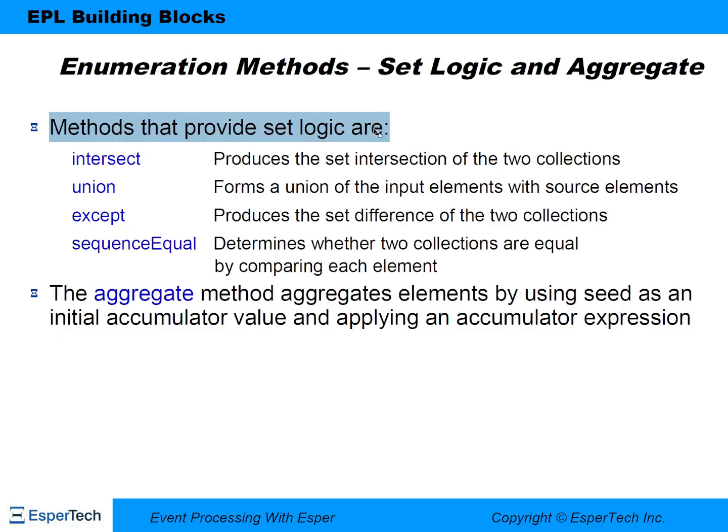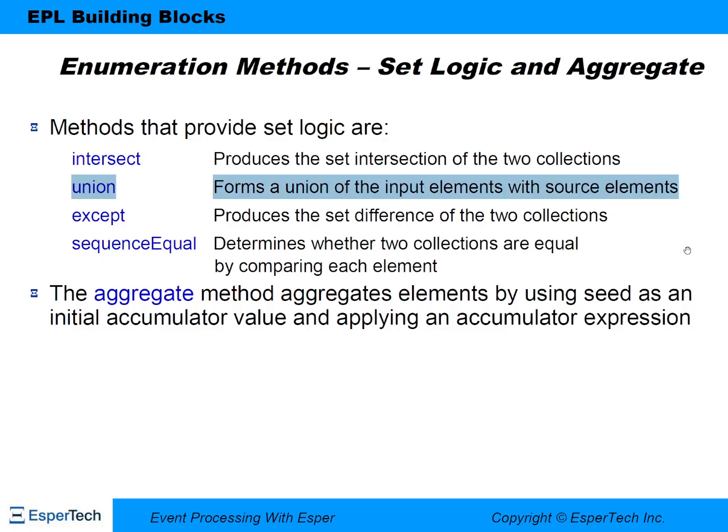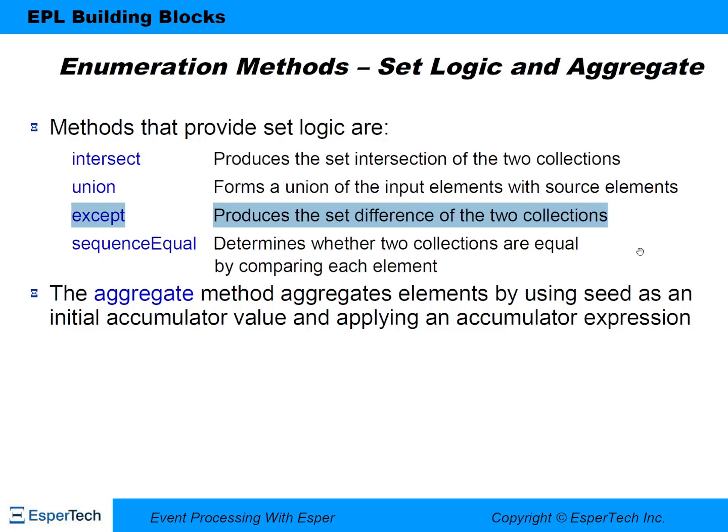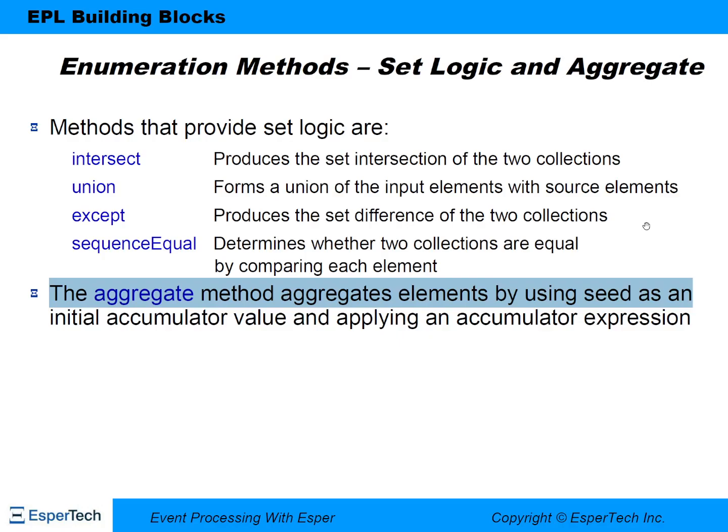The methods that provide set logic are: the intersect method produces the set intersection of the two collections. The union method forms a union of the input elements with source elements. The except method produces the set difference of the two collections. The sequenceEqual method determines whether two collections are equal by comparing each element. Equality semantics apply. The aggregate method aggregates elements by using seed as an initial accumulator value and applying an accumulator expression.